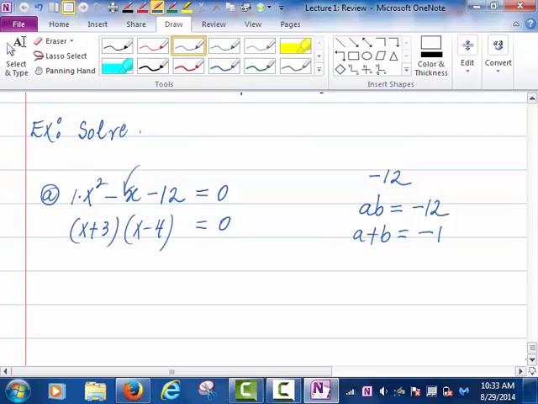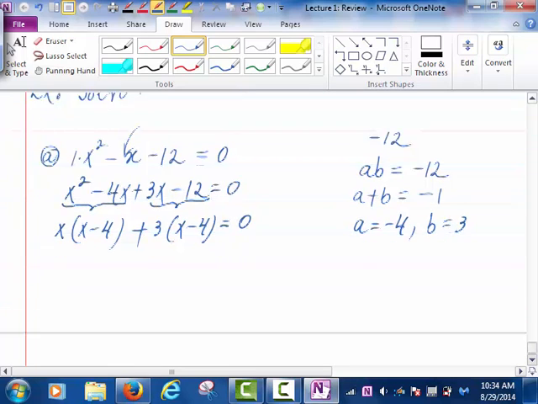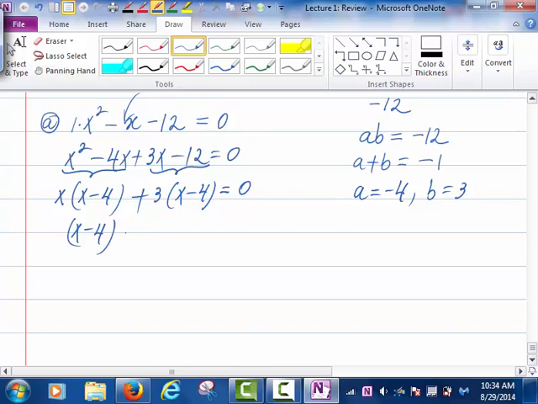All right. So again, let me do a little bit more steps here, rather than just writing down the factors. Once I come up with a and b, we see that a has to be negative 4 and b has to be 3. So what do I do then? I write the middle term as negative 4x plus 3x. Now I factor out from these 2 and these 2. If I factor out x, I get x minus 4. If I factor out 3 here, I get x minus 4 as well. Now x minus 4 is a common factor, so I can take that out and get x plus 3.